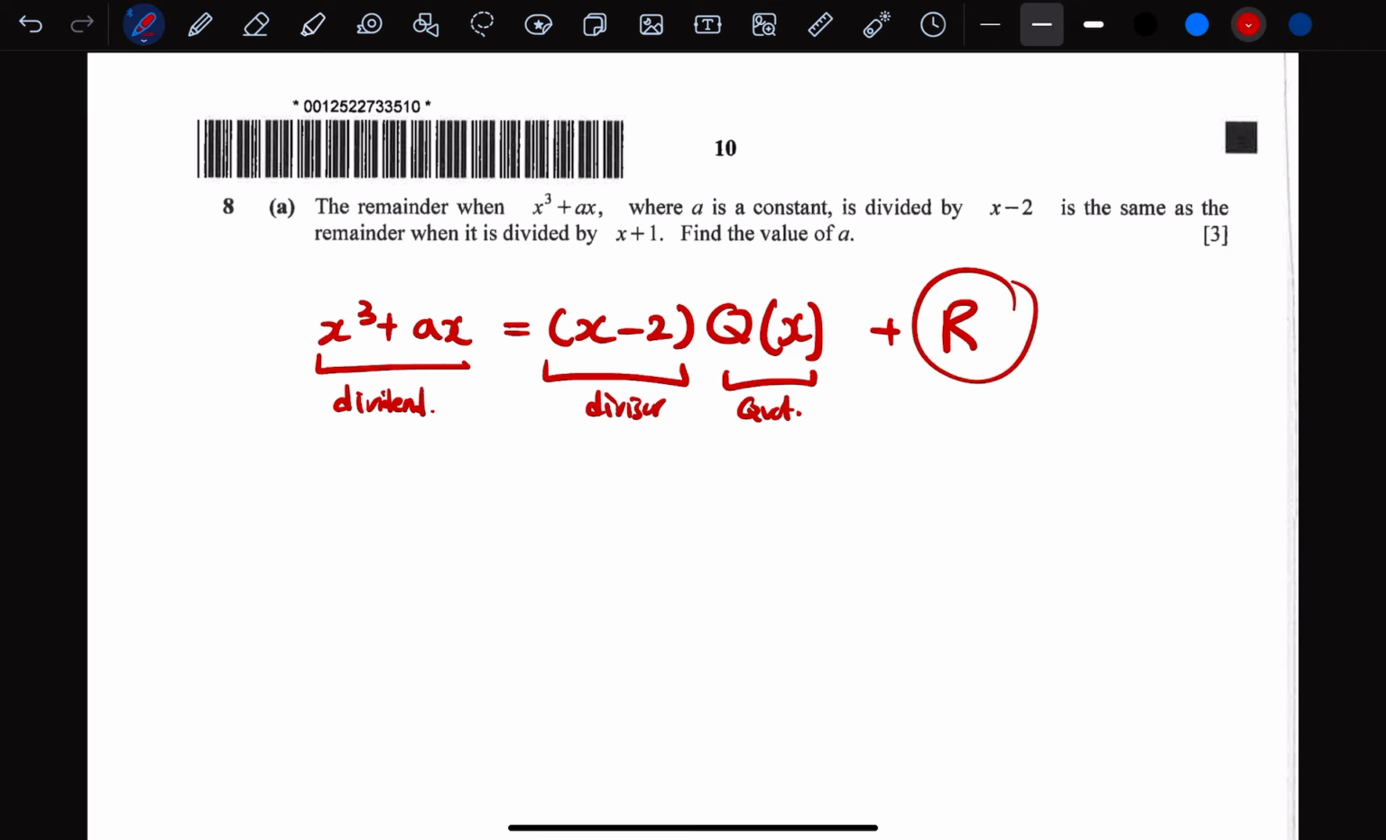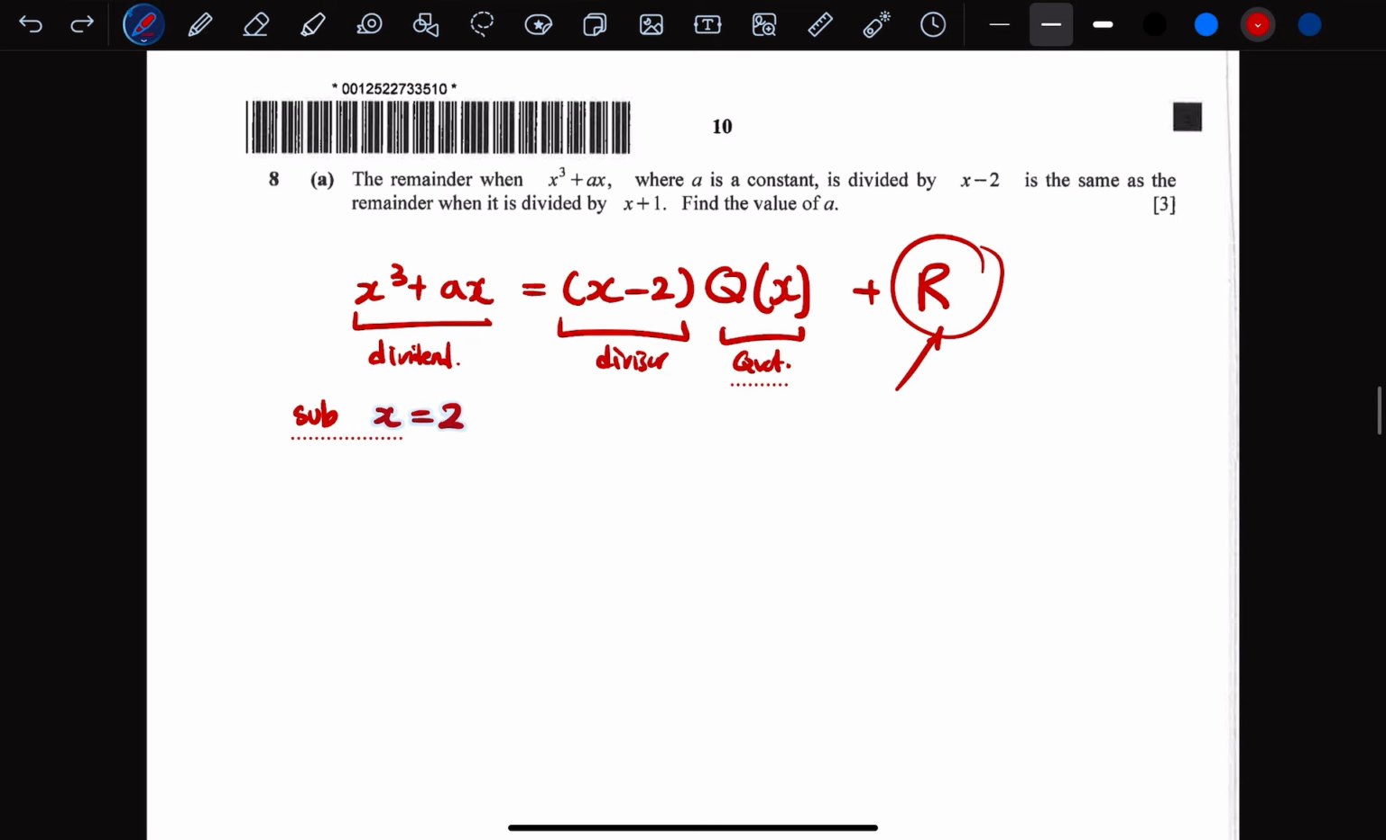So here, very easily, you can actually see that to find your r for the very first one, we can sub in a very suitable value of x to be 2. Right? Because once we sub in x equals to 2, we get rid of the entire quotient, which is great because we don't know what the quotient is. When we sub in x equals to 2, we get 8 plus 2a is equals to 0 plus r, or in other words, it equals to r. This is our very first equation that we have.